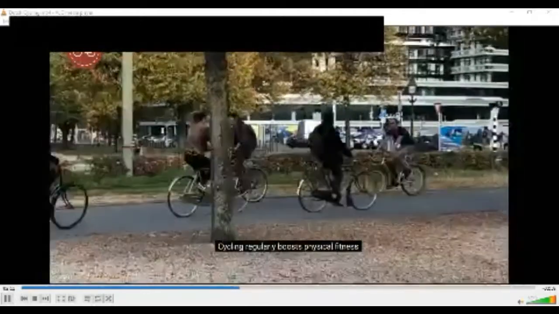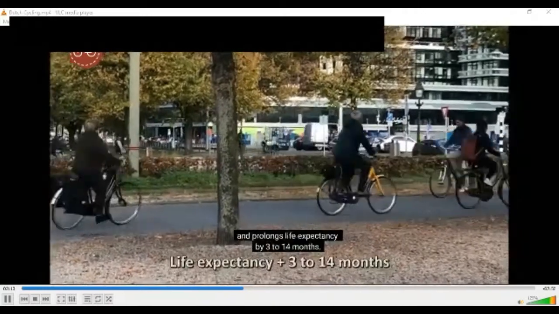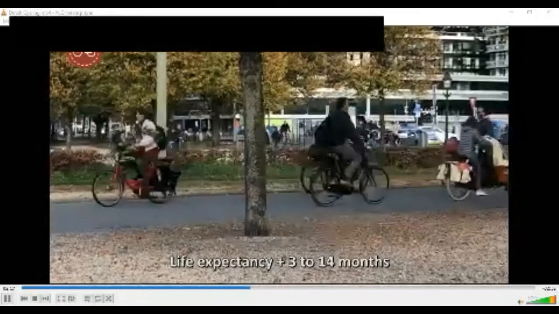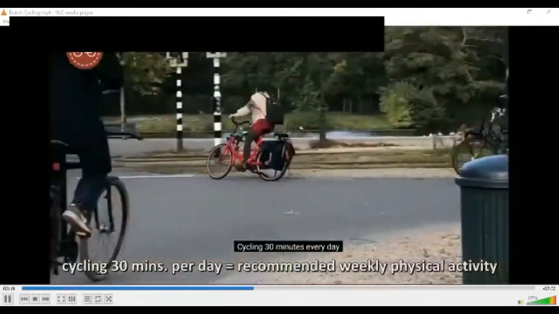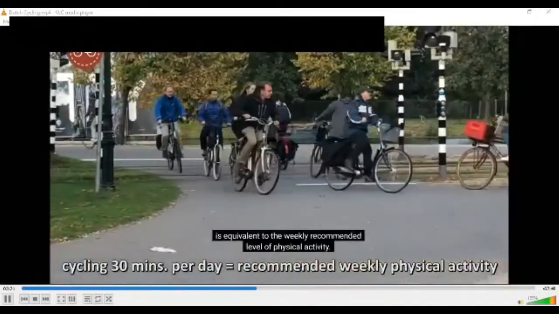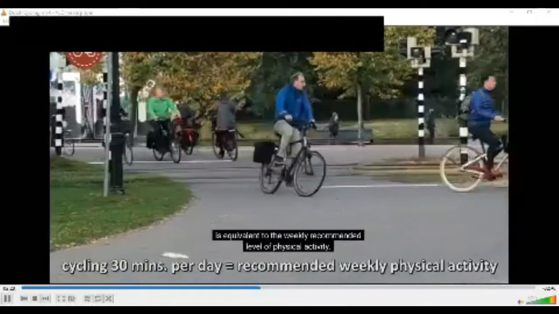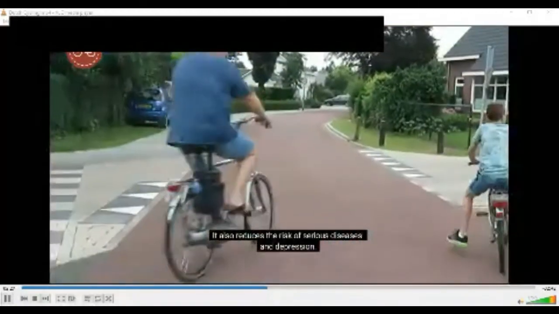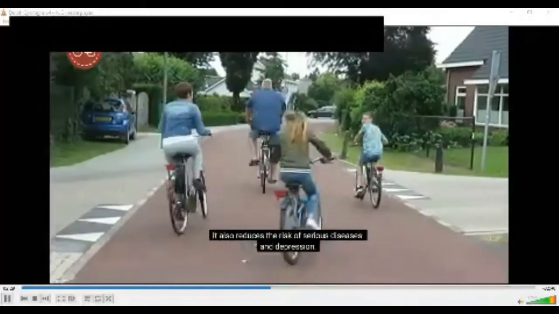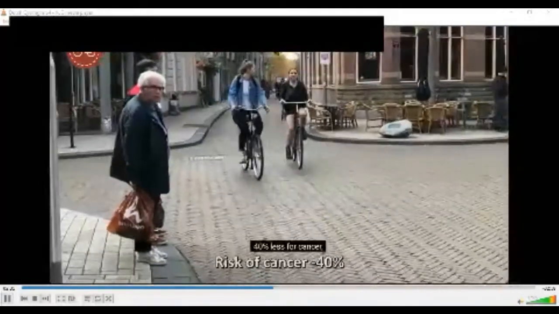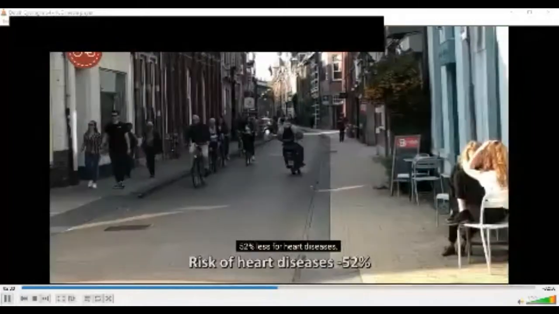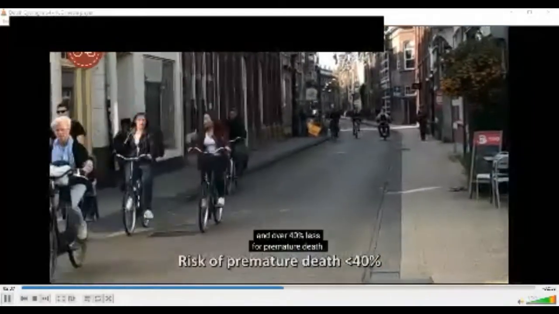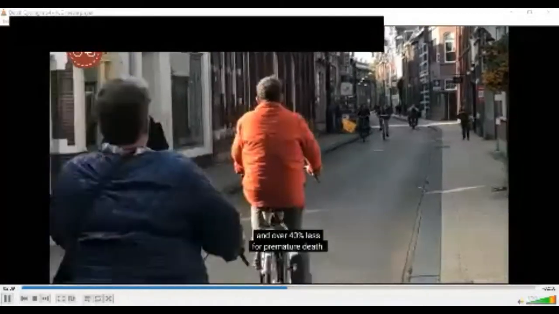Cycling regularly boosts physical fitness and prolongs life expectancy by 3 to 14 months. Cycling 30 minutes every day is equivalent to the weekly recommended level of physical activity. It also reduces the risk of serious diseases and depression: 40% less for cancer, 52% less for heart diseases, and over 40% less for premature death.